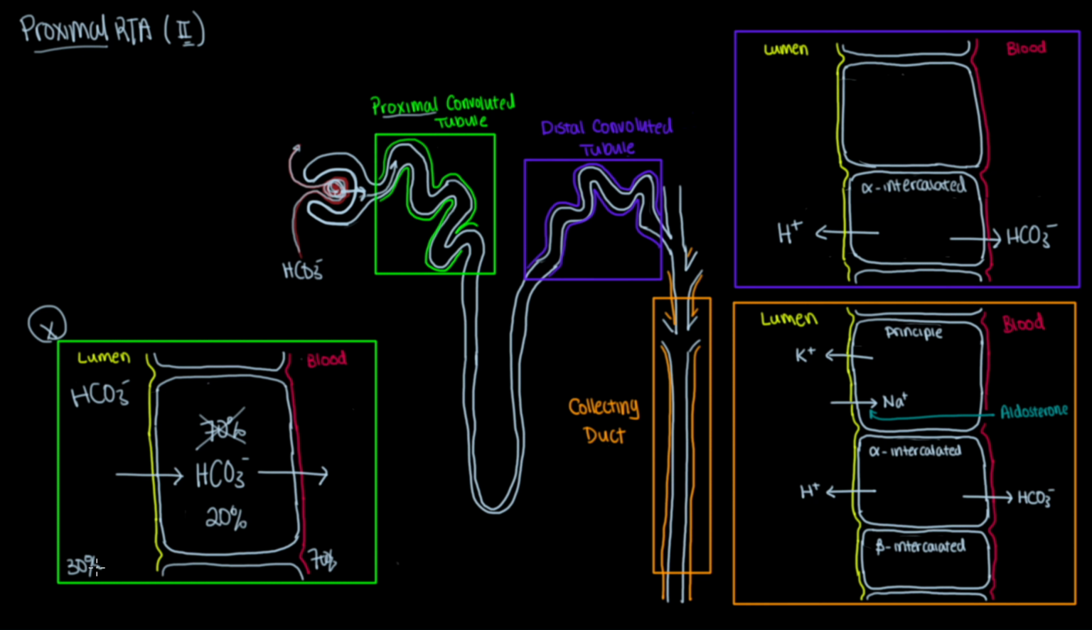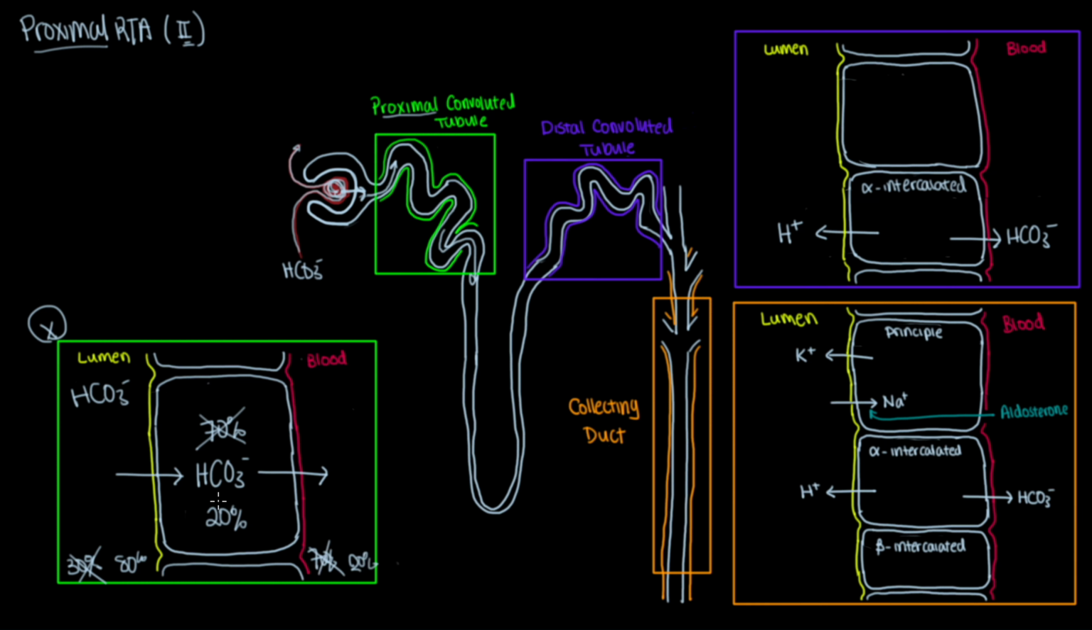What that means is that instead of 30% making it through, a massive 80% makes it through to the rest of the lumen, which means a huge load of bicarb is being brought to the rest of the nephron for the rest of the nephron to deal with. Whereas instead of 70% of the bicarb being reabsorbed, only 20% is being reabsorbed.